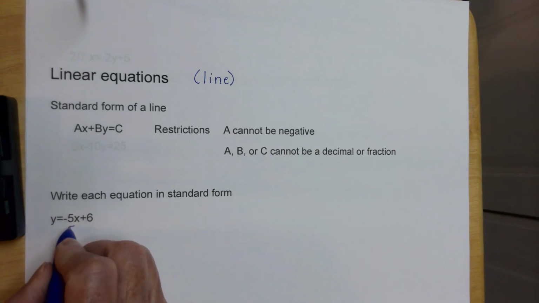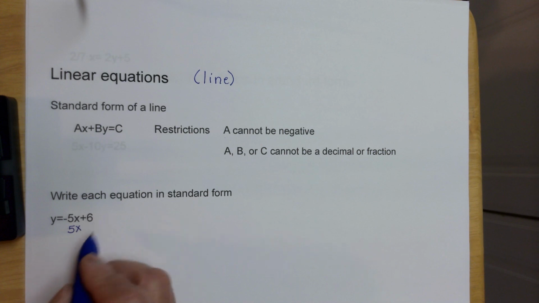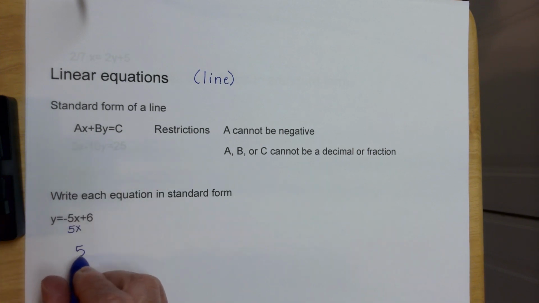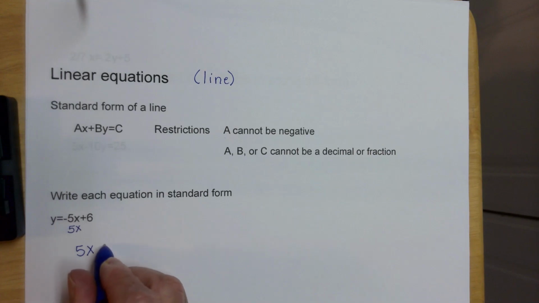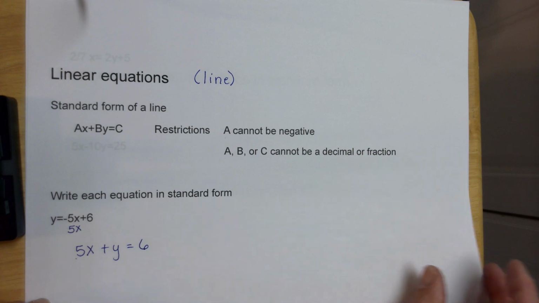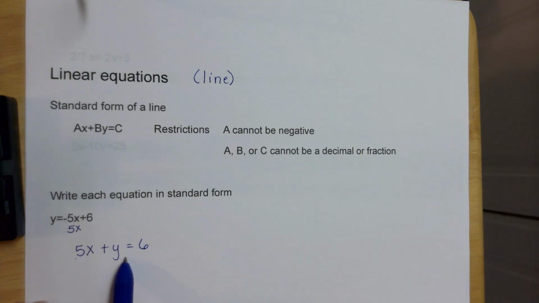So what I'm going to do is I'm going to add the 5x, and because your ax is in the front, I'm going to have to put that in the front. So I have 5x plus y equals 6. The a is not negative, and the a, the b, and the c are not a decimal, and they're not a fraction. So this is my correct answer. This is this equation in standard form.